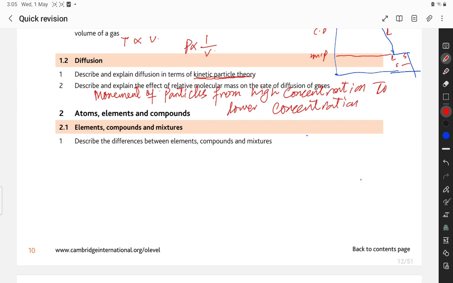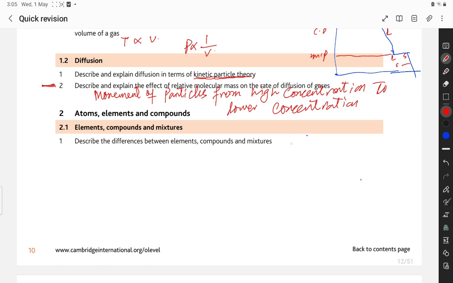Describe and explain the effect of relative molecular mass on the rate of diffusion. Only the effect of relative molecular mass. So this is very important. There is no temperature given over here, so this is very important because temperature is omitted, only relative molecular mass is there.